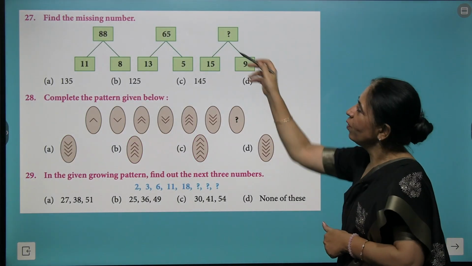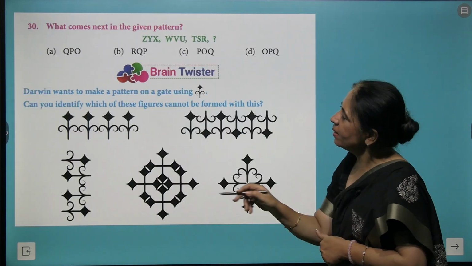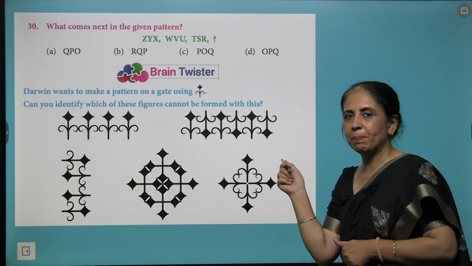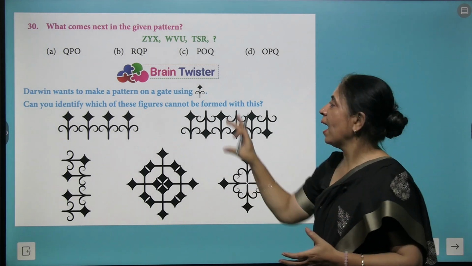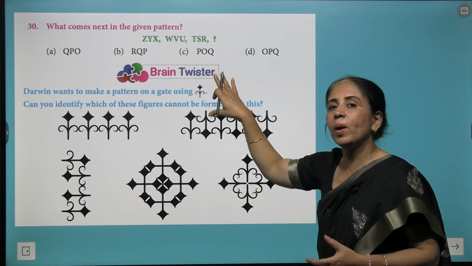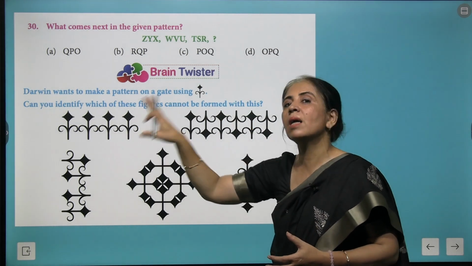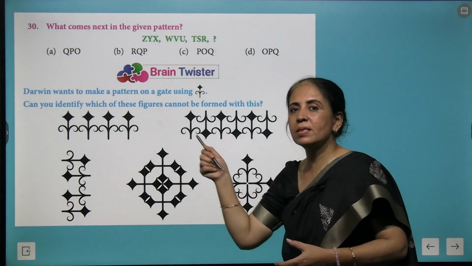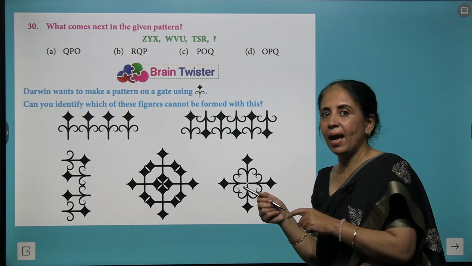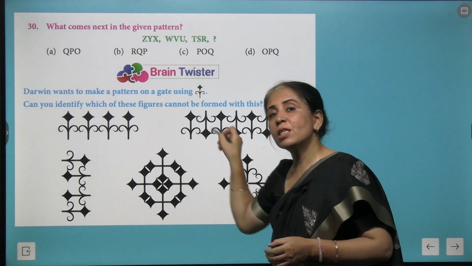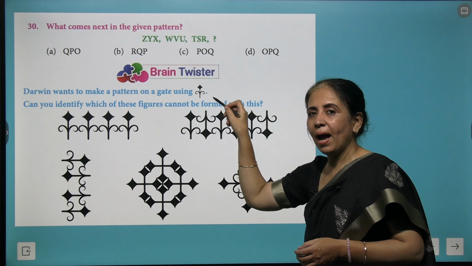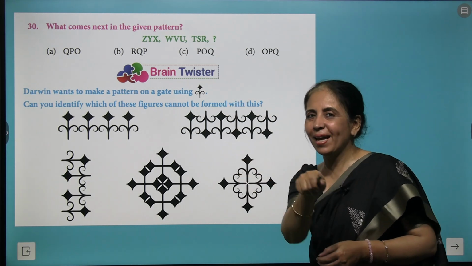Now we will be looking at different patterns that are growing here, and a brain twister for you comes here. So here Darwin has a pattern which he's going to use to make her house gate, and she has chosen certain patterns. You have to analyze which of these patterns cannot be made by using this block, and your time begins now.